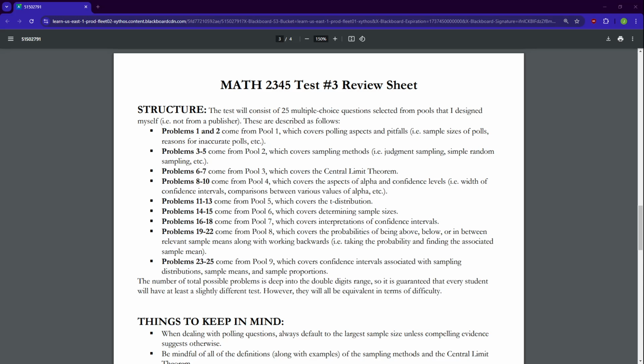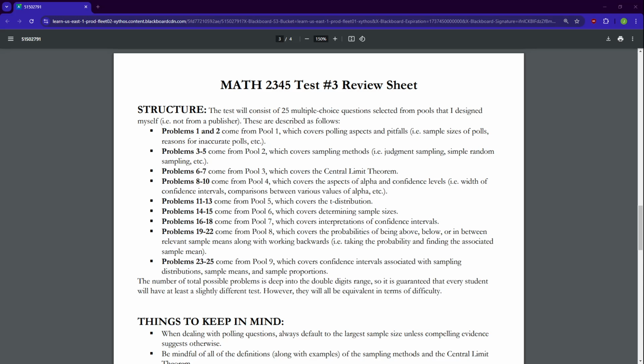So for 14 and 15, one of your computational problems will be identifying the correct sample size for a sample mean, and the other will be for a sample proportion. For the sample proportion one, don't forget, the standard deviation is based on the proportion itself, so even if it's not provided, you can still calculate it very easily.